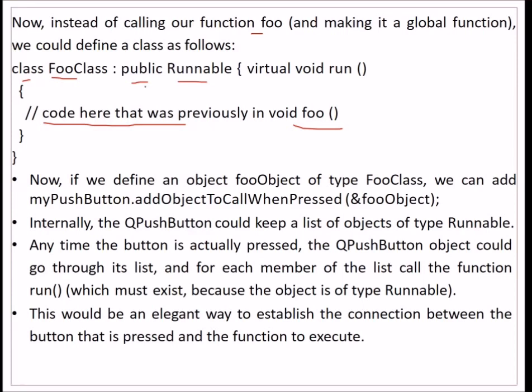Now if we define an object fooObject of type FooClass, we can call myPushButton.addObjectToCallWhenPressed and pass a reference of this object. Internally, QPushButton could keep a list of objects of type Runnable. Any time the button is pressed, the QPushButton object goes through its list, and for each member calls the run function, which must exist because the object is of type Runnable. This would be quite an elegant way to establish the connection between the button which is pressed and the function which is going to execute.